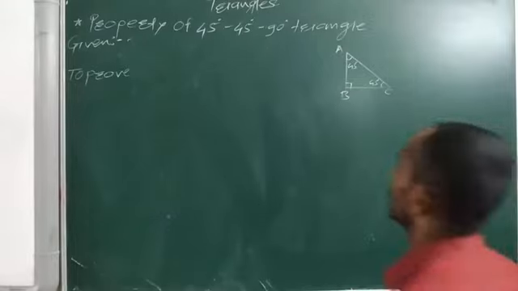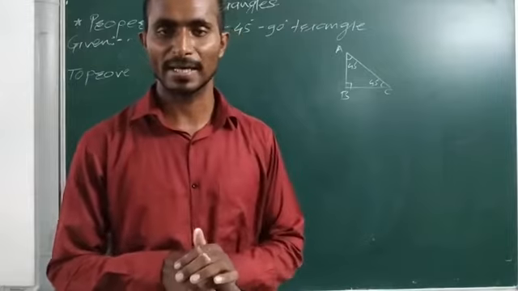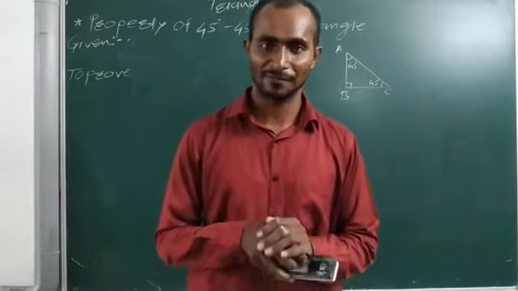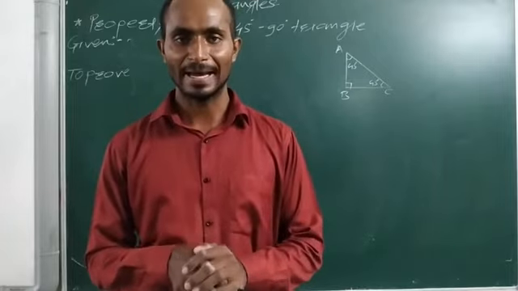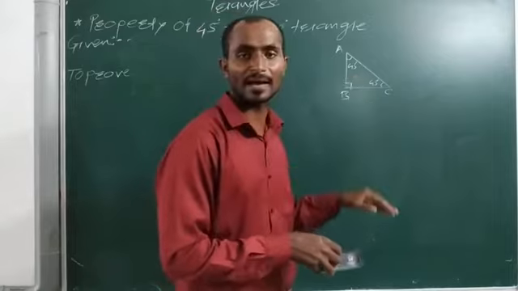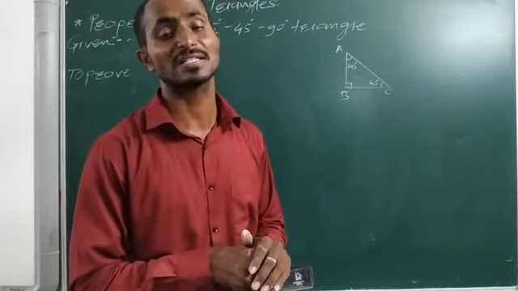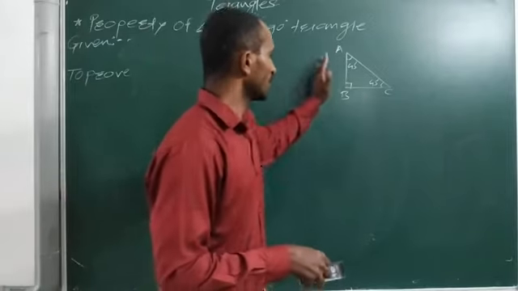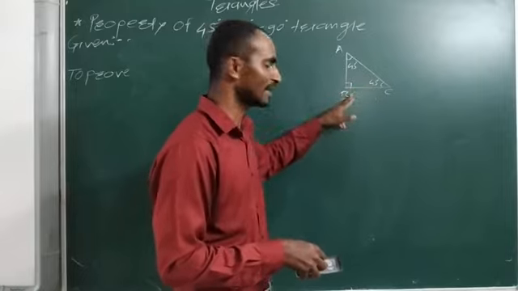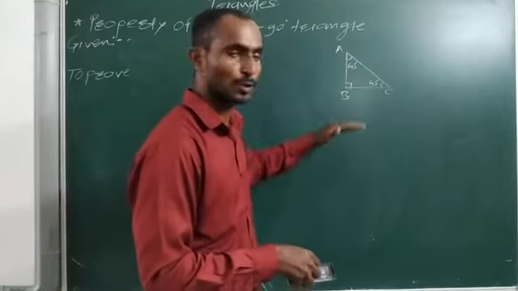Now the property of 45, 45 and 90 degree. So what is the property of this one? The property is: if the measures of angles of a triangle are 45 degree, 45 degree, 90 degree, then each side opposite to the 45 degree angle is 1 by root 2 times of its hypotenuse. So here we can observe in this triangle ABC, the measures of angles are 45 degree, 45 degree, 90 degree. A and C are 45 degree and B equal to 90 degree.